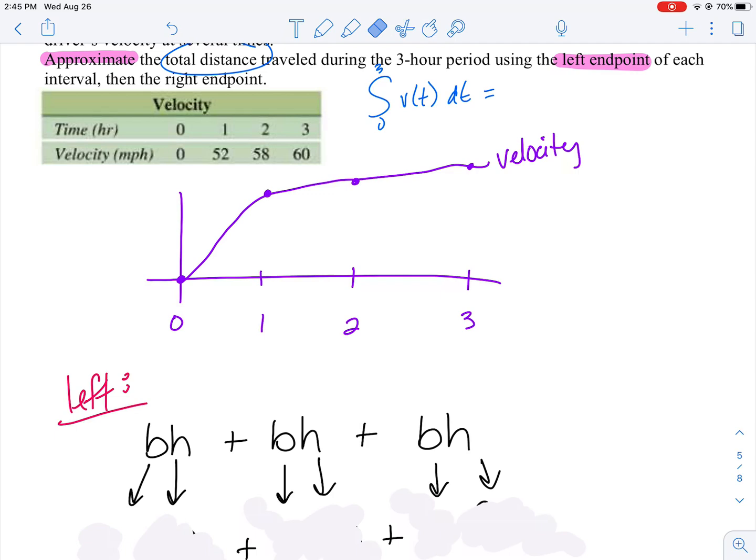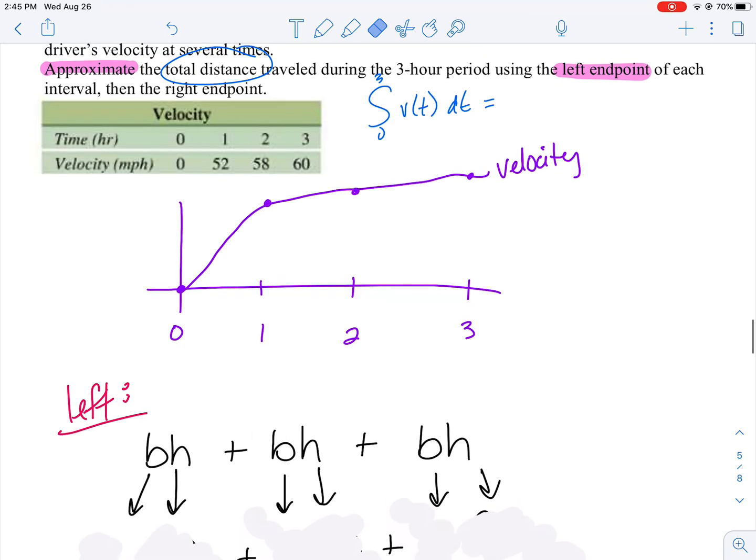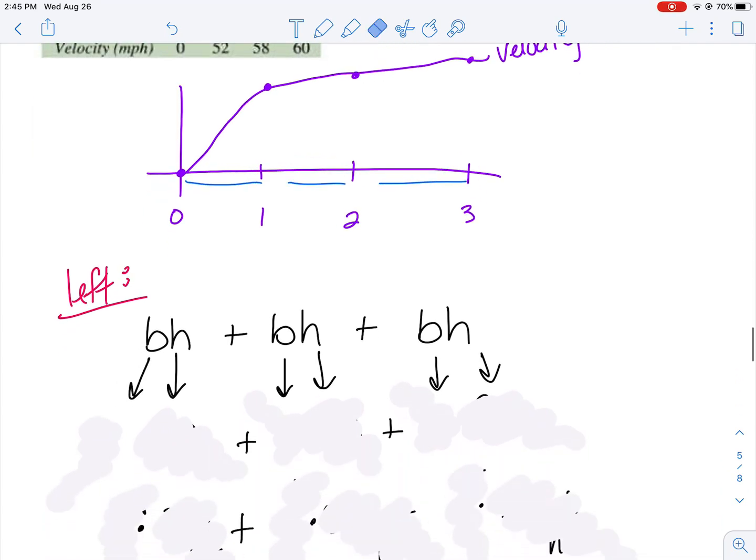If I want to figure out what my antiderivative is, we know that's really the same thing as the area underneath the curve. I'm going to use left endpoints first. So it looks like I have a 3-hour time interval. So I'm going to do 1, 2, 3 different rectangles. Base times height, plus base times height, plus base times height. If I have a 3-hour time interval and I want 3 different rectangles, well then I know that each rectangle is going to have a base of 1 unit.